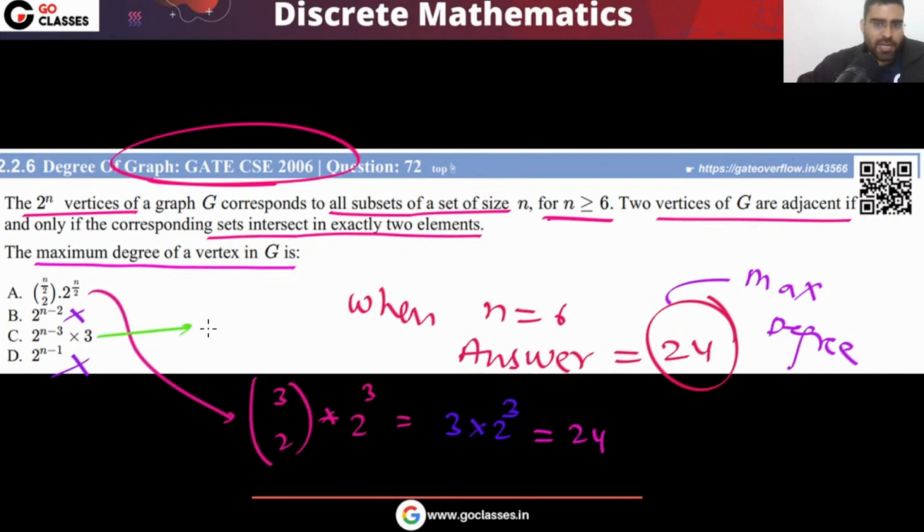This is 3 multiplied by 2 power 3. This is also 24. Oh, okay. So here you are stuck. Okay, you got stuck here. But okay, so 2 options are gone, but still 2 options are remaining.